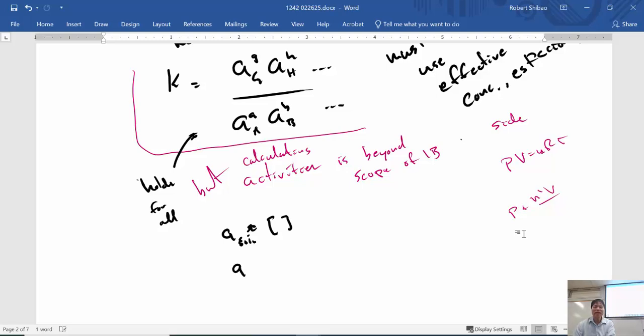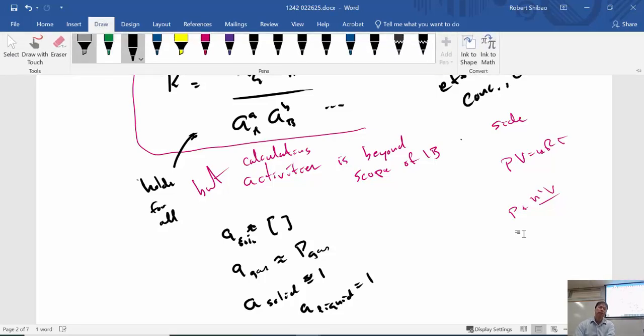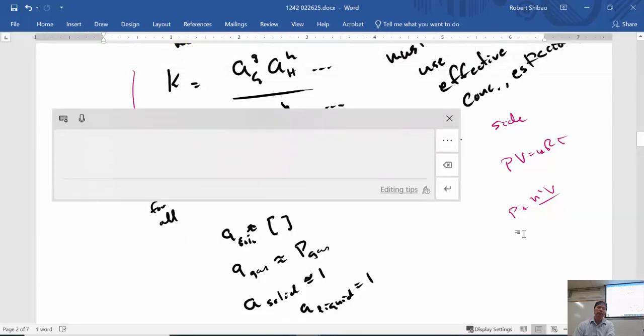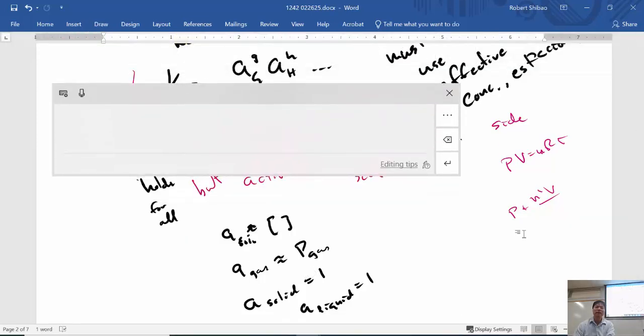If we have an activity of a gas, the activity of the gas is going to be close to the partial pressure of the gas, more or less, depending on how ideal that gas is. If that gas is quite ideal, then this is good. The activity of a solid is equal to, or just about equal to, 1. It's not defined, but is 1. The activity of a liquid we'll just take as 1, too. And so solids and liquids have unit activity.